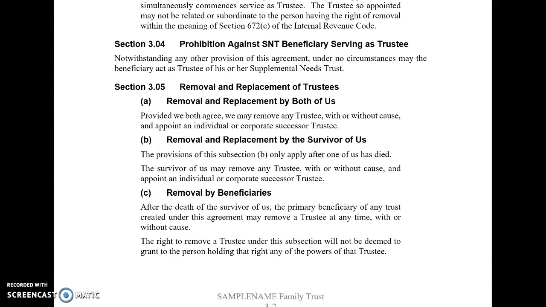Here, we're going to prohibit someone who's a special needs beneficiary. This means we're doing this for that person's protection. If someone has a special need and they are a beneficiary of this trust, we don't want them to be also in charge of the trust, because that would eliminate some of the protections we just created for them.